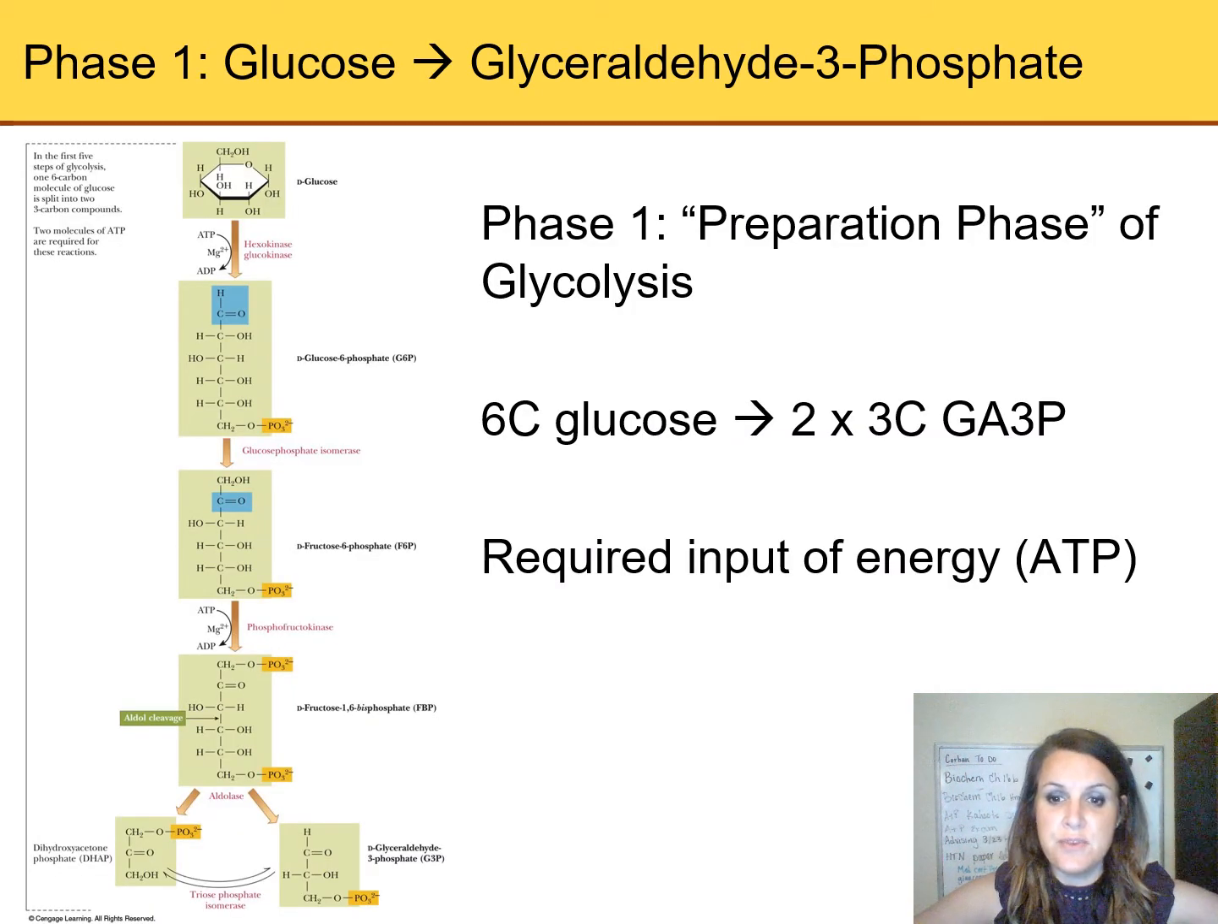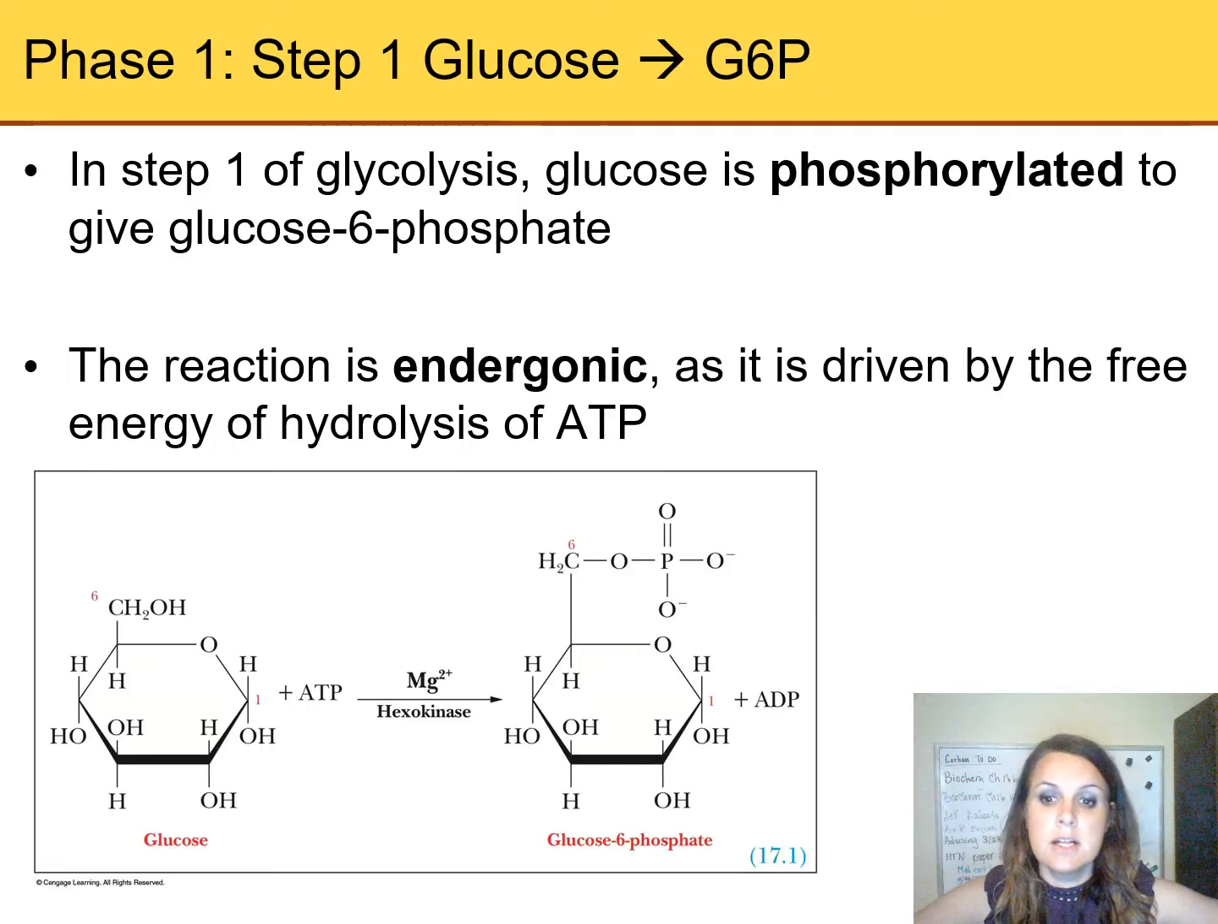And I talked about these two phases of glycolysis. The first phase is a preparation phase, in which a 6-carbon glucose molecule is broken down into 2 3-carbon glyceraldehyde 3-phosphate molecules. And this actually requires an input of energy in the form of ATP. Let's talk about each of the reactions in phase 1. In step 1 of phase 1, glucose is phosphorylated to give glucose 6-phosphate. This reaction is an endergonic reaction, meaning it requires an input of energy, and it's actually driven by the free energy of hydrolysis of ATP. So when ATP is hydrolyzed, energy is released, and that's harnessed in order to drive the endergonic reaction.